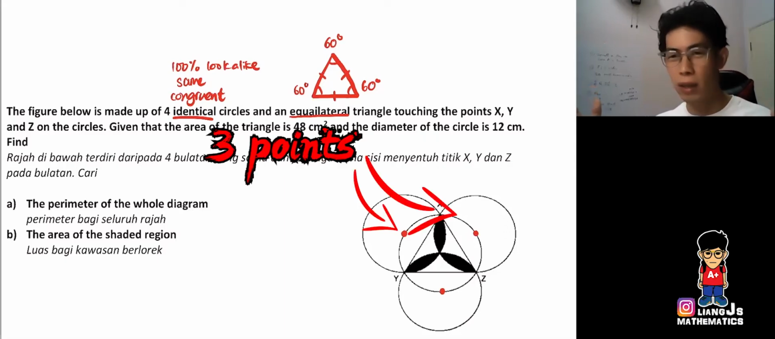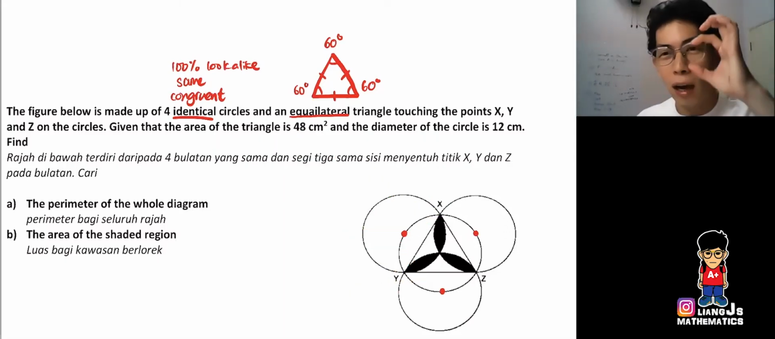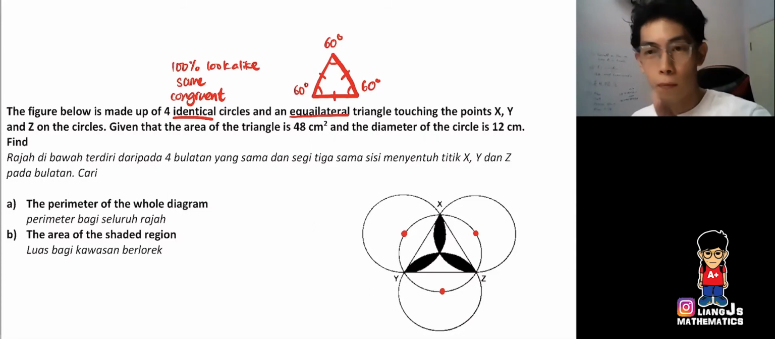Why got 3 points suddenly comes out one? Why looks like a Sasuke eyeball? Okay, now so let me tell you. See.